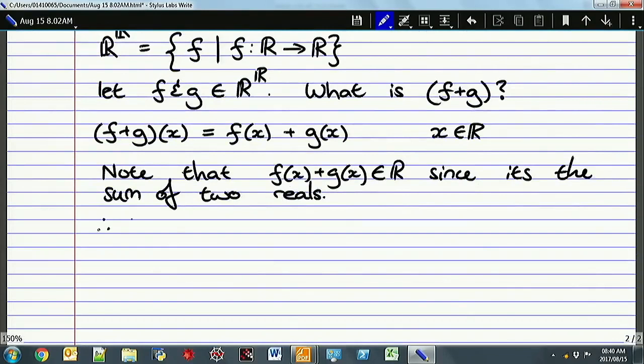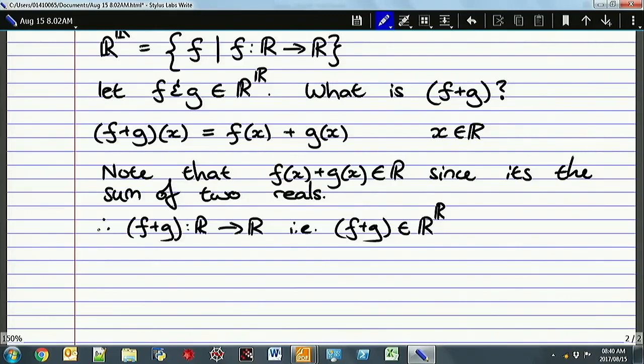Therefore, f plus g is a function from the reals to the reals, i.e. f plus g is an element of this set. And we might now say, if we wanted to, I'm going to skip it because I'm lazy, we might say R to the R is closed under vector addition. So we've got vector addition.